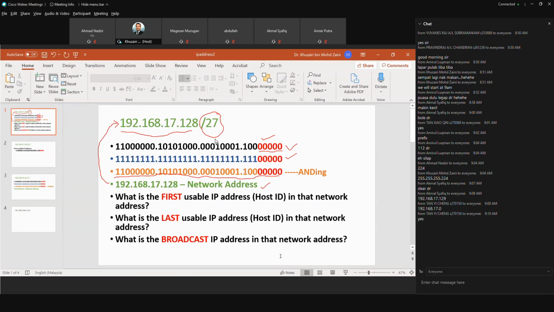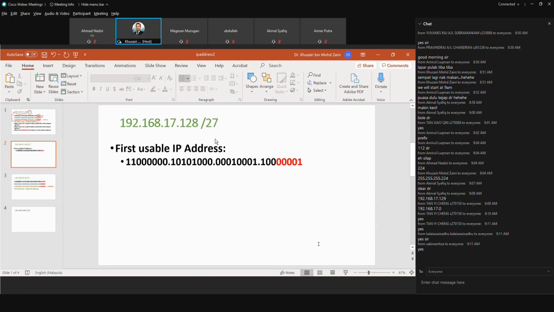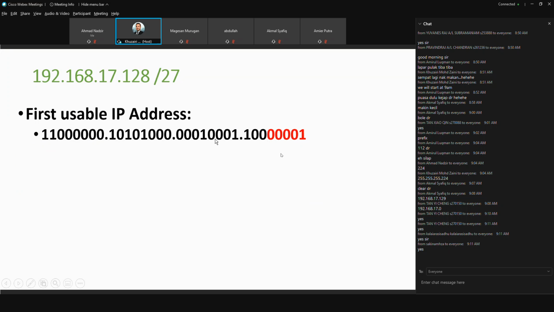Can you see my PowerPoint slide? Okay. Now, what it means is like this. So this is what? Okay. So the definition is start with all zeros and end with 1, like this. So this is the first usable IP address.